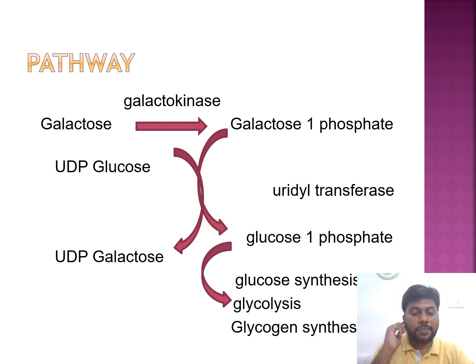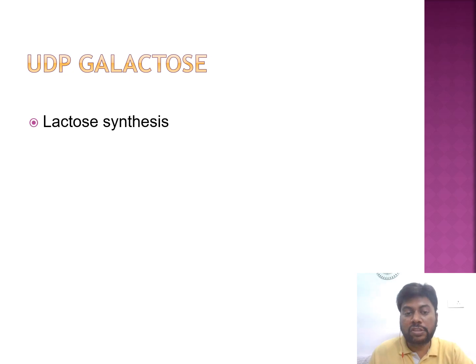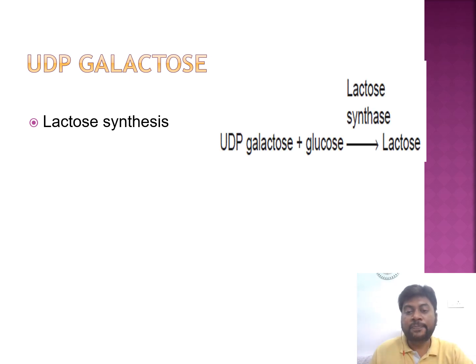Coming to the other part, UDP galactose. This in turn also has three different fates. The first one is that it can be used for lactose synthesis, when we need lactose, especially during the lactation period. During the end of pregnancy and during the lactation period, an enzyme called lactose synthase will transfer a glucose molecule to this UDP galactose and result in lactose synthesis. So this happens during late pregnancy and during lactation.